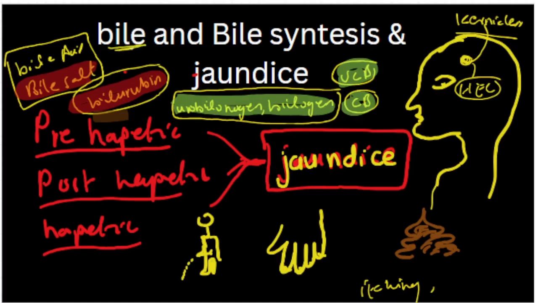So in this video we will explain the bile. What is bile? Okay, the bile synthesis. Bile contains bile acid. What is bile acid and what is bile salt? What is the difference between them? Okay, what is bilirubin? Bilirubin, unconjugated bilirubin, conjugated bilirubin. All of these things we will explain. All these things will be explained in this video.